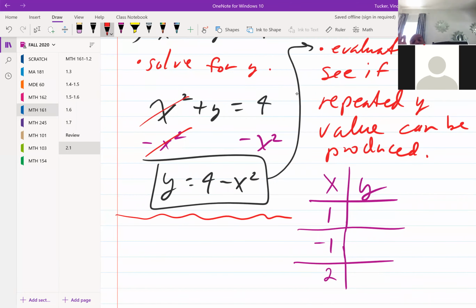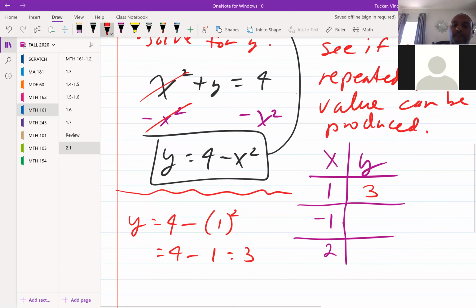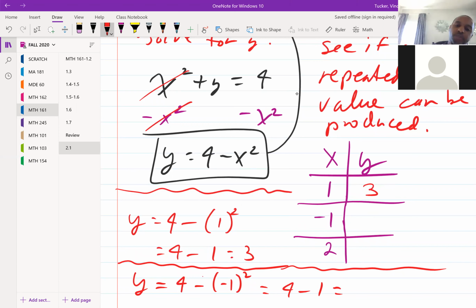All right, so I'm just choosing some x values to see the nature of the function that I have. So when I plug in +1 into my equation, that's 4 minus 1, which is 3. When I plug in -1 into the equation, that's 4 minus 1, which is still 3.